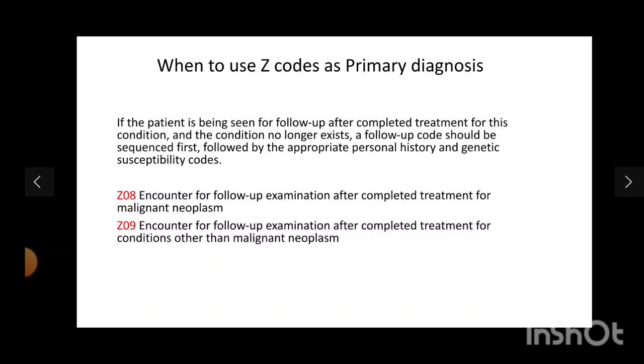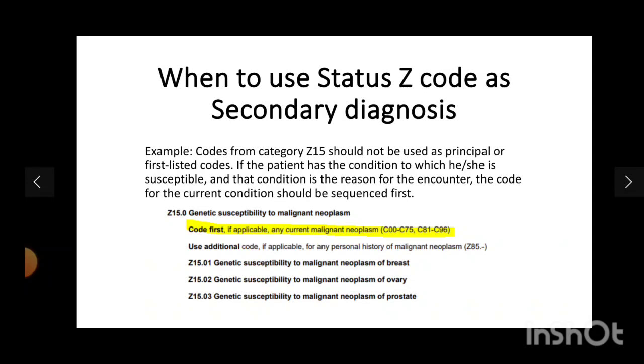So if it is a malignant neoplasm which is treated and cured and no longer exists, you can use Z08 as primary diagnosis followed by the history of that malignant neoplasm. Other than malignant neoplasm, if any condition or disease has been cured in any other body system, you can use Z09 as primary diagnosis followed by the history code of that particular disease. Here the genetic susceptibility codes also need a follow-up code first, followed by the genetic susceptibility codes. So next we'll see what Z codes can be used as secondary diagnosis.